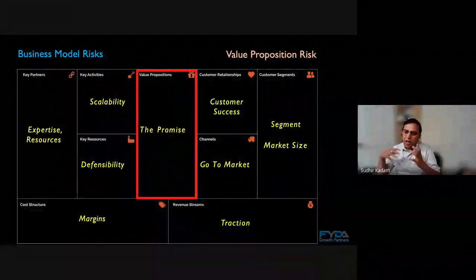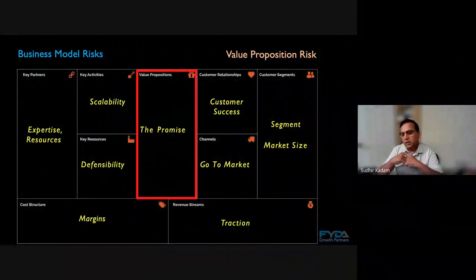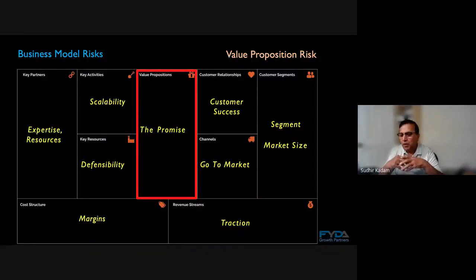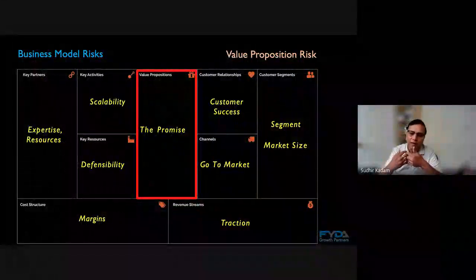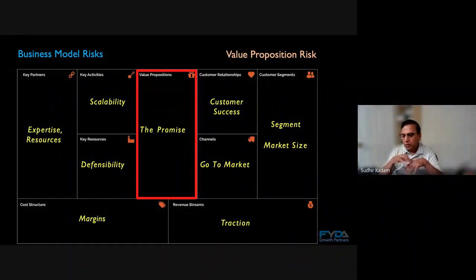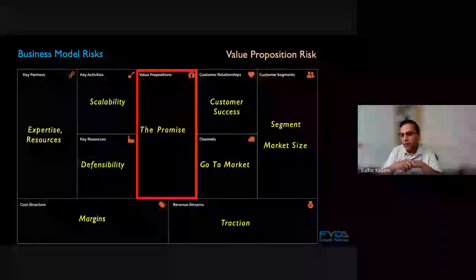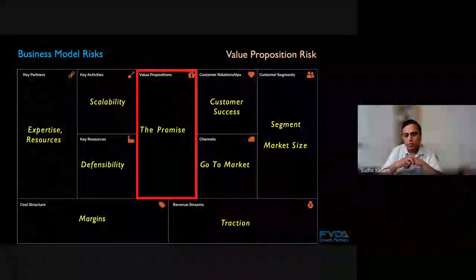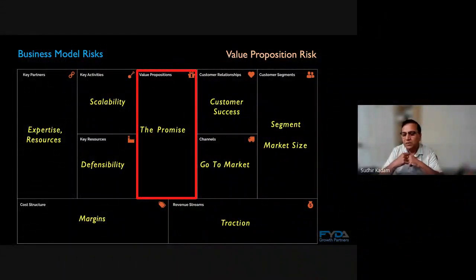But what is the value proposition risk? If you don't get the value proposition right, you will not be able to explain what your product does, and you will not get people's attention. So that's it, you're flat dead if you cannot do that. Forget about investors investing money in you, you will just not get anybody to listen to you. So you need to have a strong value proposition.